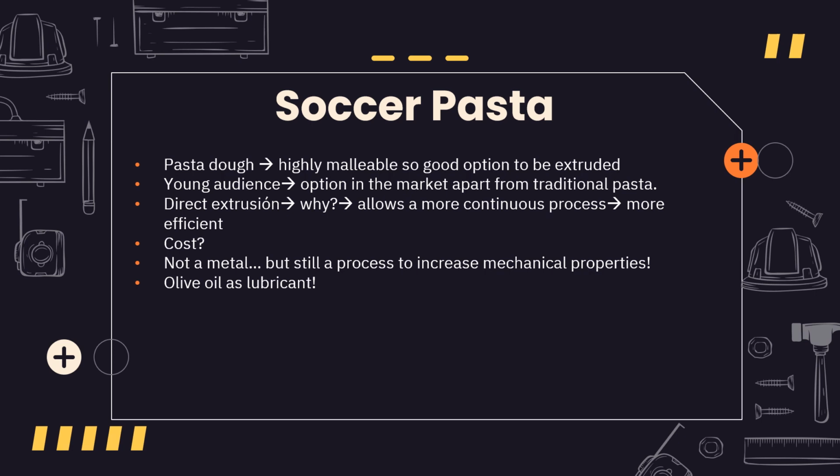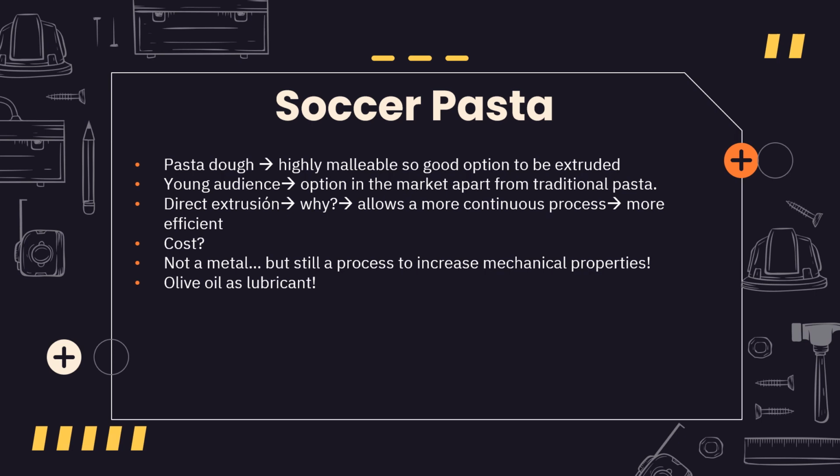I'm using direct extrusion, basically because I want a process that is continuous. I want to be producing pasta continuously, and I think that direct extrusion is better than, for instance, inverse extrusion, and so it's more efficient. Then regarding the cost of producing traditional pasta compared to extrusion pasta, I think it's not an important issue. I think the cost would be really similar independently of the cross section selected for the pasta.